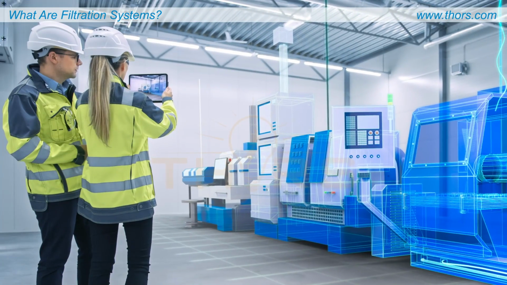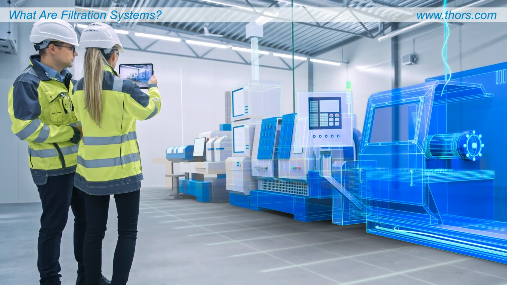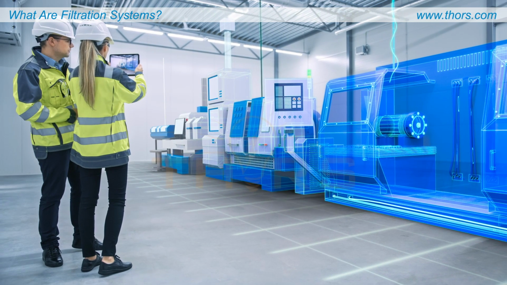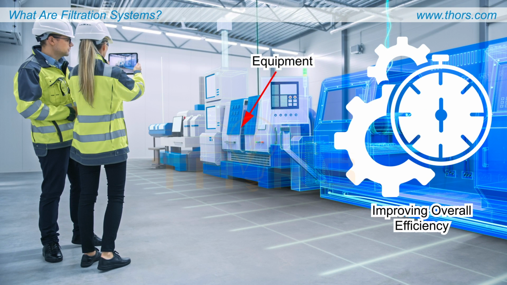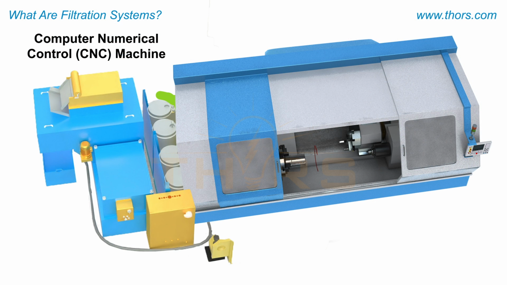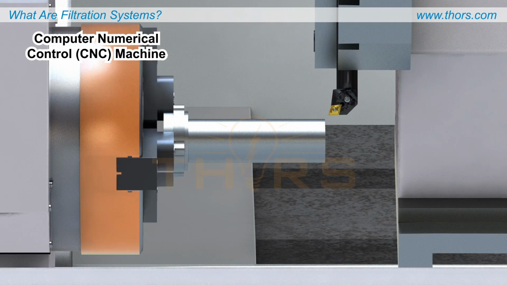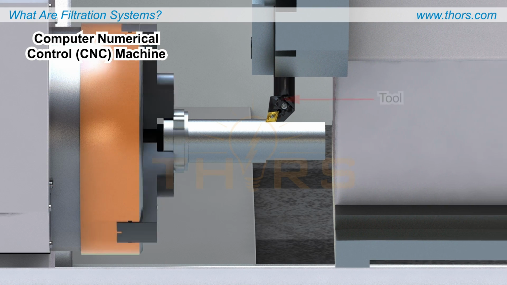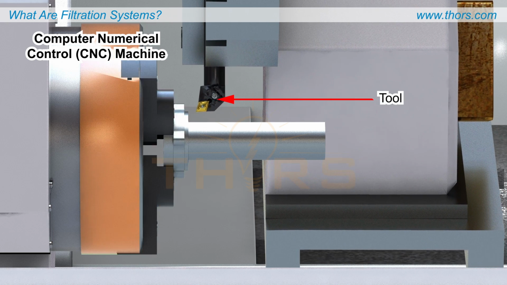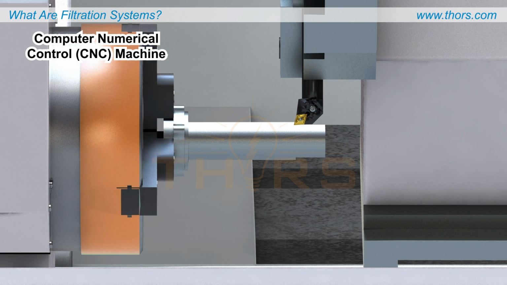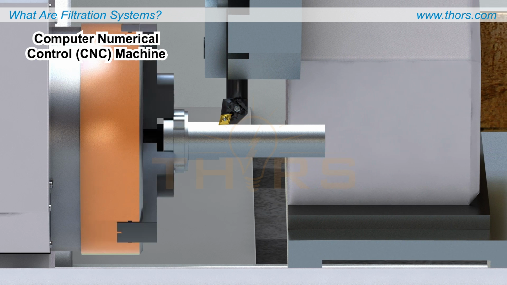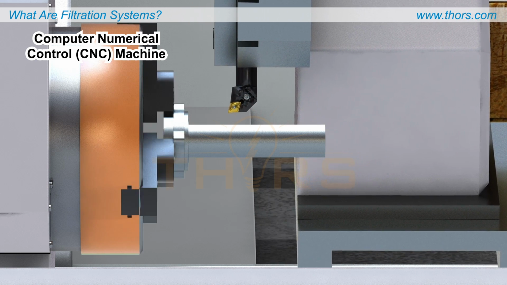In industrial settings, filtration systems maintain the purity of fluids used in various processes, thereby protecting equipment from damage and improving overall efficiency. In industrial applications, a computer numerical control, or CNC machine, requires hydraulic fluid to function. The hydraulic fluid powers the movements of the tools in a CNC machine to perform operations such as cutting, drilling, and shaping. To ensure precise movements and smooth operations, it is essential to keep the hydraulic fluid clean.